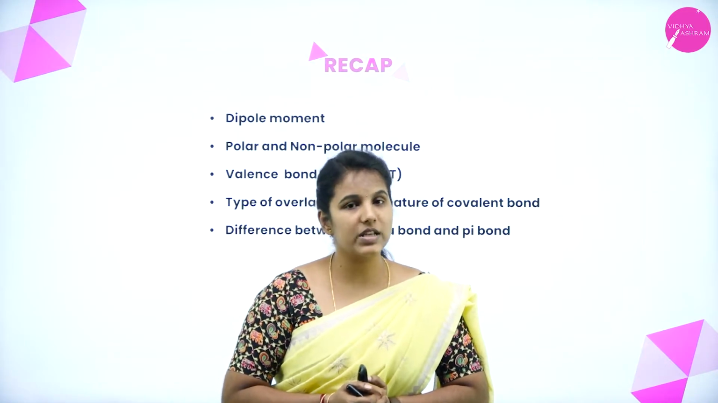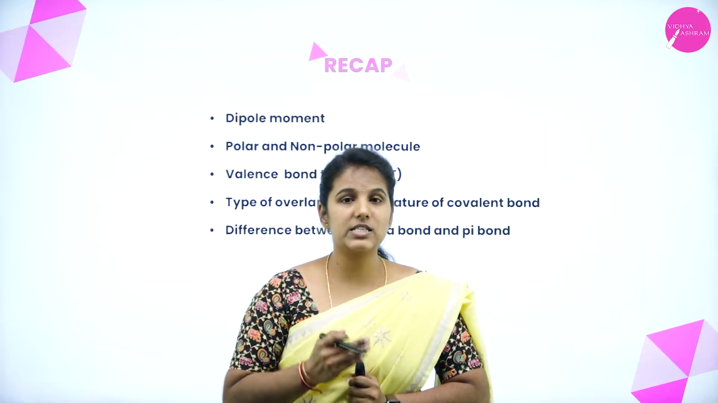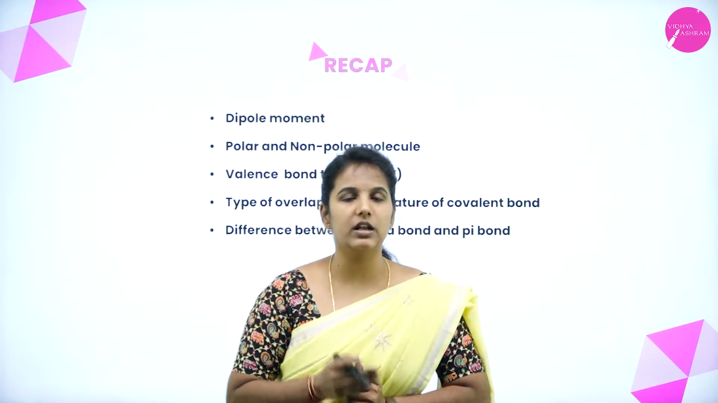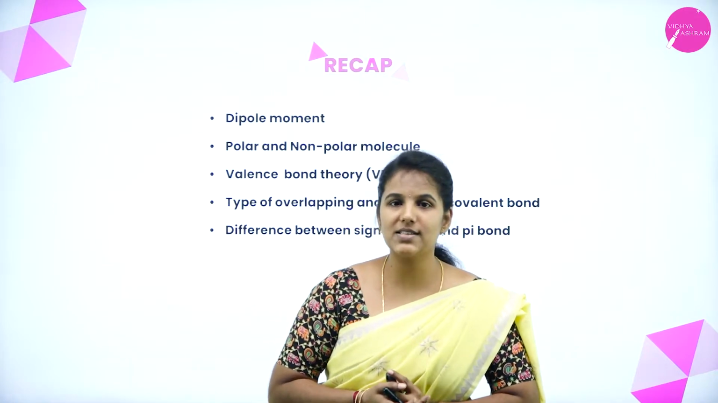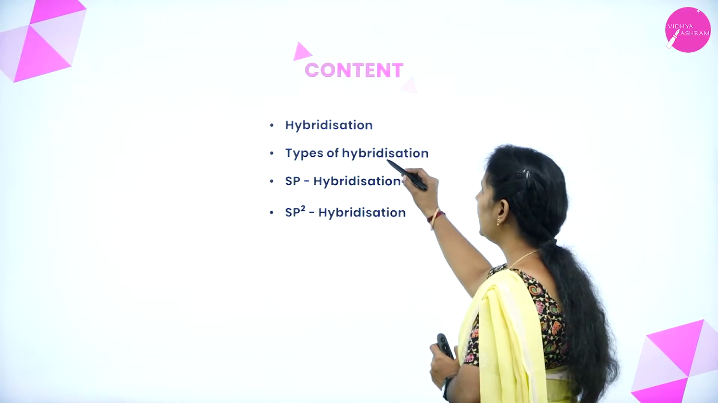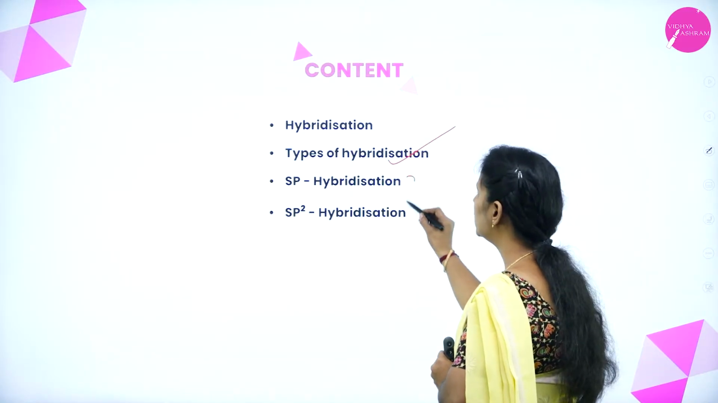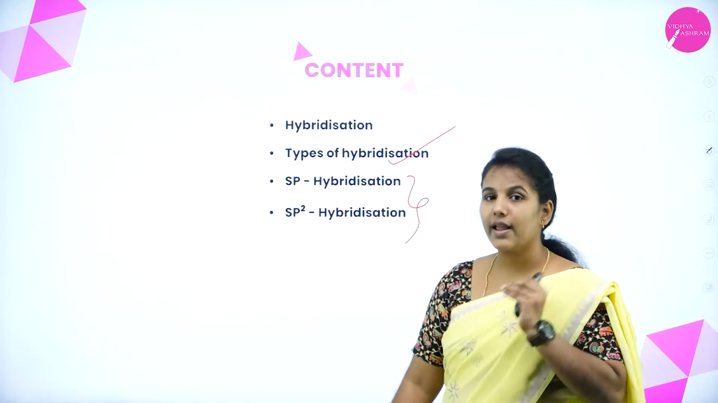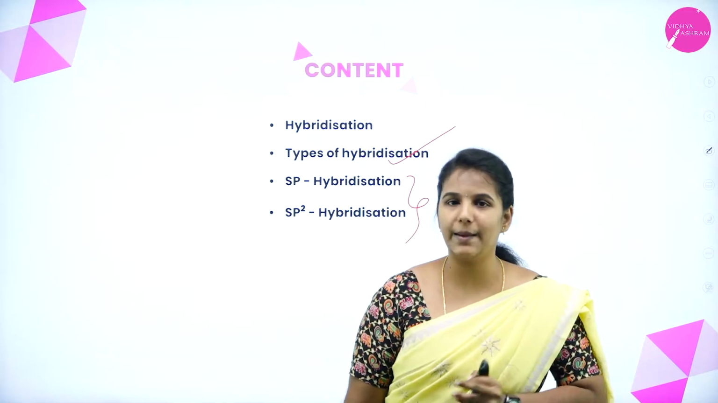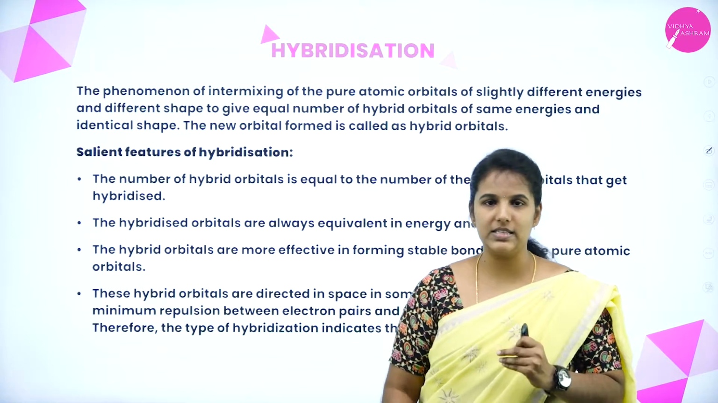Later, it was explained by Linus Pauling. To explain that, in VBT he used the concept known as hybridization. So today, we are going to understand more about hybridization and the types of hybridization. Under that, today we are going to understand only sp hybridization and sp2 hybridization. Okay, let's see what hybridization is first.